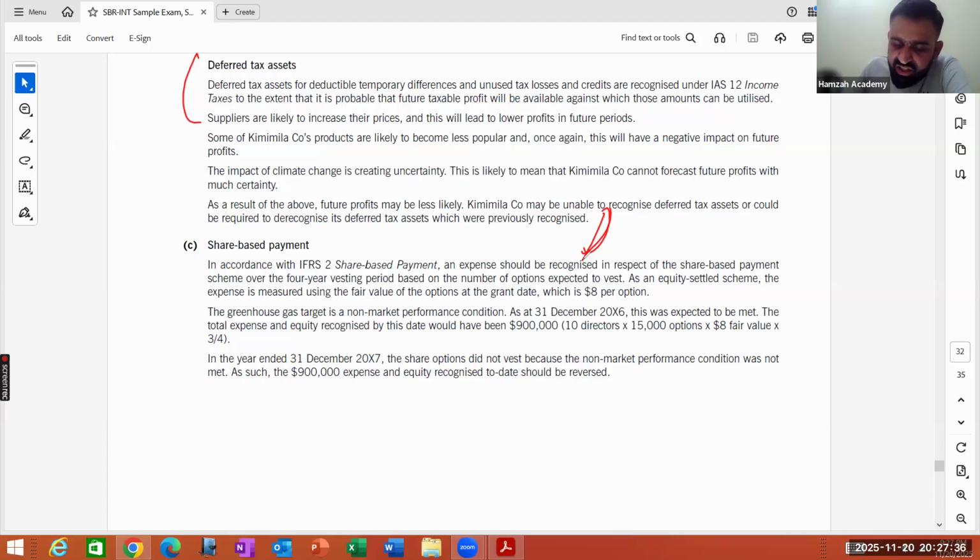The impact of the climate change is creating uncertainty. This is likely to mean that KA company cannot forecast the future profit with much certainty. As a result of the above, future profits may be less likely and K company may be unable to recognize a deferred tax asset or could be required to de-recognize its deferred tax assets, which were previously recognized. Got it? Climate change has been linked with the financial consequence. Got it?